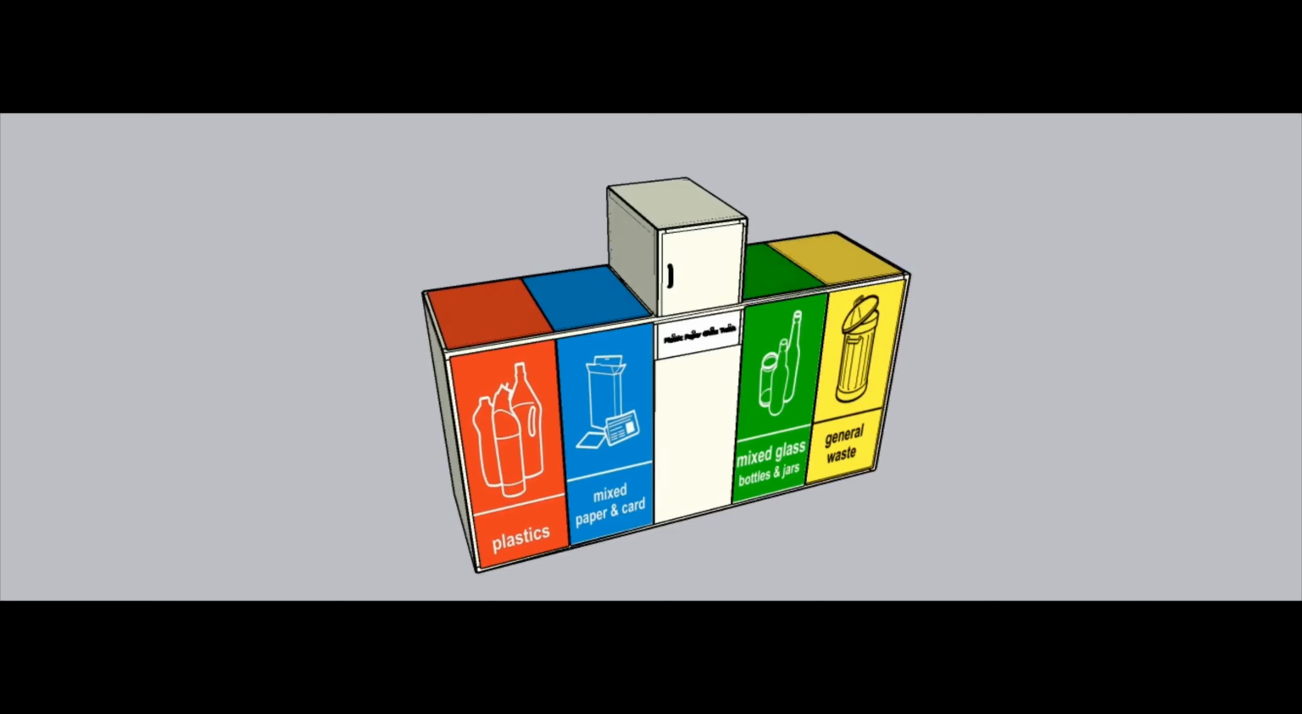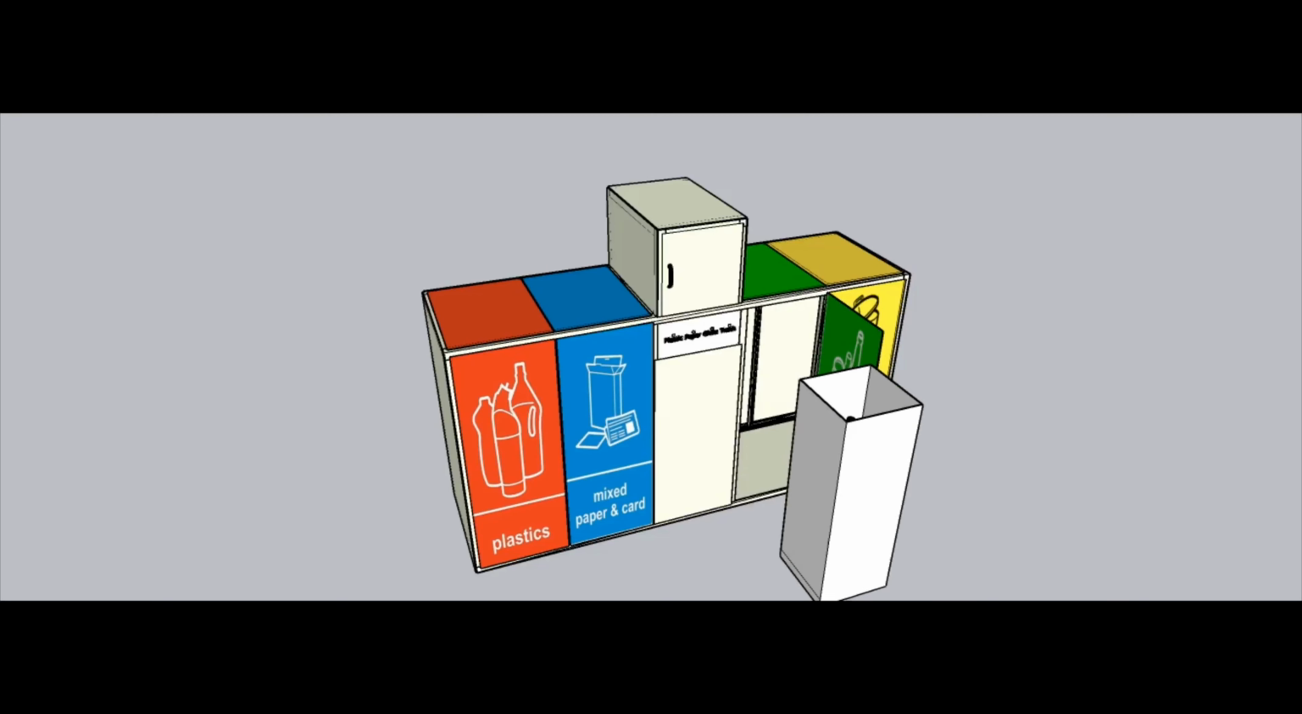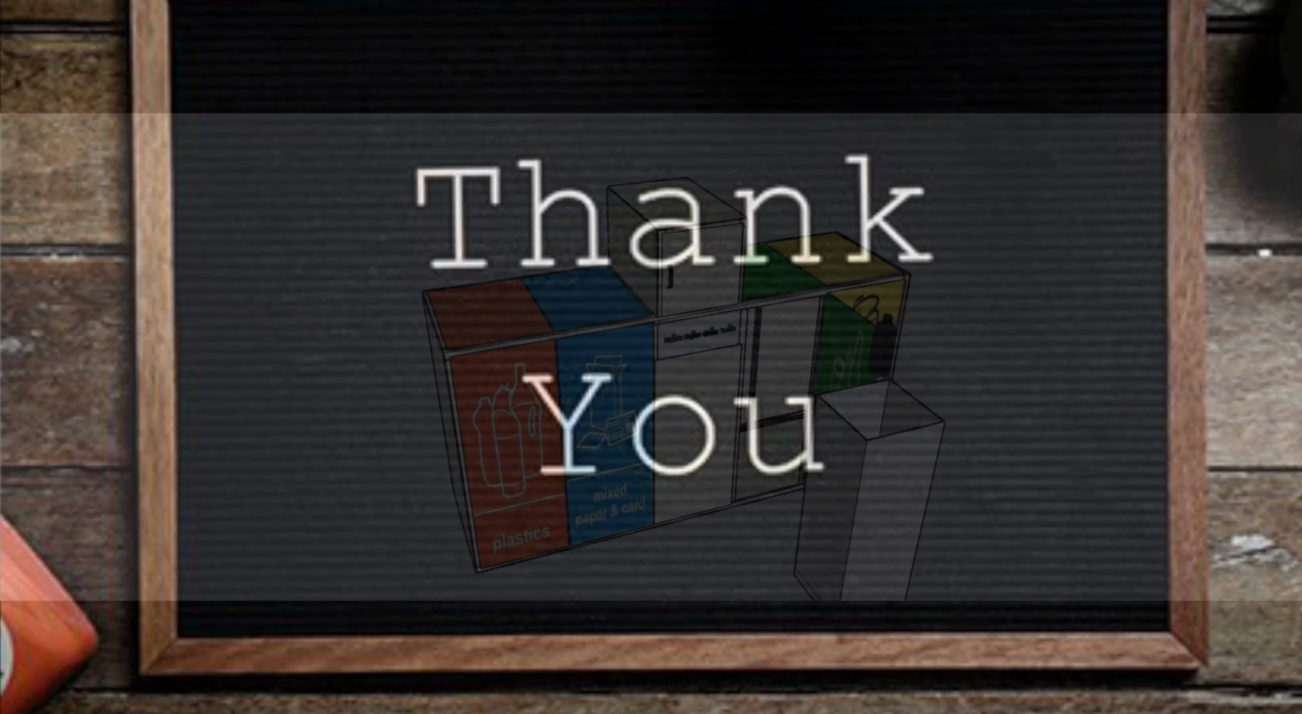Lastly, there are doors located on the front of the machine which give access to maintenance staff to empty out the bins once they have become full. This concludes our smart bin walkthrough.